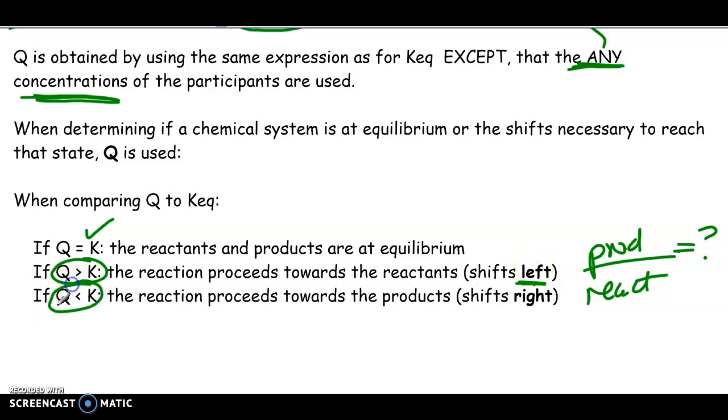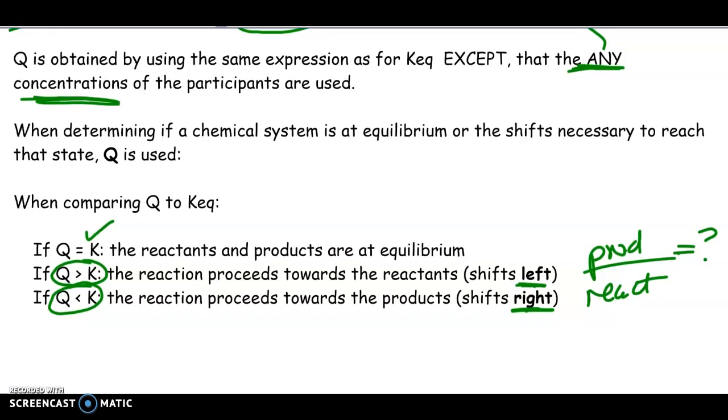If it's the opposite and the Q calculation is actually lower than what the K value is, that means that there is not enough product yet for it to be considered in equilibrium, which means that it would shift to the right. The forward reaction has to go faster in order for equilibrium to be established. So the main difference between Q and K is really if you're not sure about if the conditions are at equilibrium or not. And because we have this knowledge, if we know what K is, we can start making predictions as to what will happen in order to get to equilibrium.